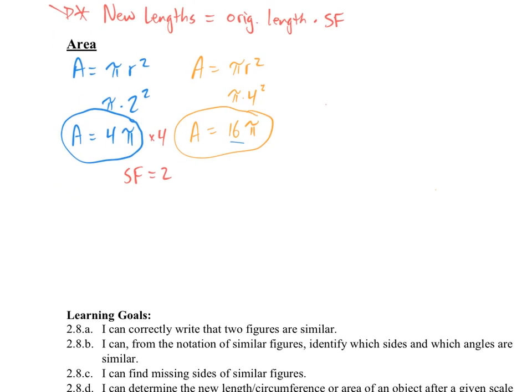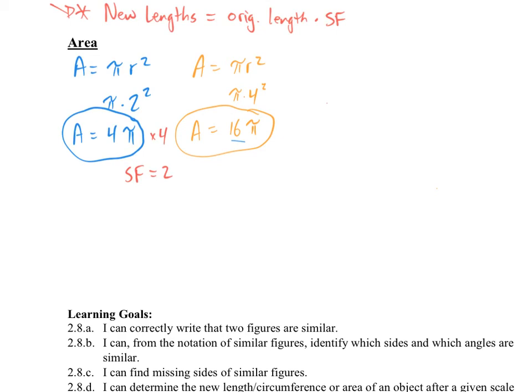So if we want to make a rule for this, we could, and again, dramatic emphasis drawn to it, maybe with an arrow, maybe a star, but learn this: new areas equals the original area times the scale factor squared. Because if we would do a 2 squared, that would give us the 4.